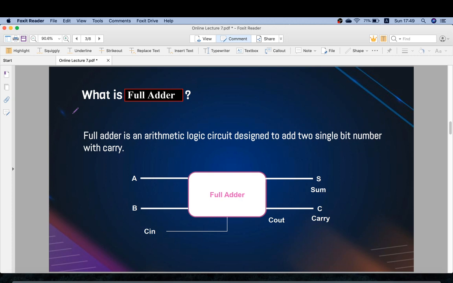First of all, what is the common thing in full adder and half adder? In a half adder, there were two inputs and there were two outputs. You can say two single bit inputs and two outputs, one was sum and one was carry. But in full adder, along with the two single bit numbers, there is also one carry with them. So a full adder is an arithmetic logic circuit designed to add two single bit numbers with a carry.